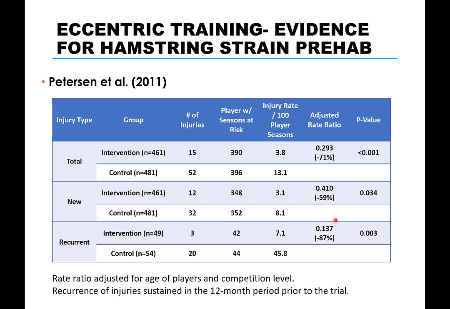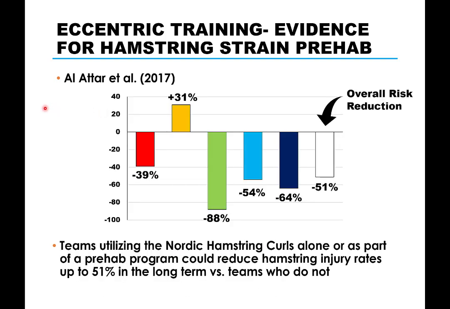So as you can see, based on this large randomized controlled trial, eccentric overload training, particularly for the hamstring, is an effective hamstring strain prevention approach and thus should be included in prehabilitation programs. And as for some further evidence supporting eccentric training for hamstring strain prevention, this systematic review in 2017 showed an overall 51% decrease in hamstring injury rates when teams include eccentric overload training like Nordic hamstring curls in their prehab program. The colored bars here represent outcomes for individual studies, and the white bar represents the overall risk reduction when examining all these studies together.